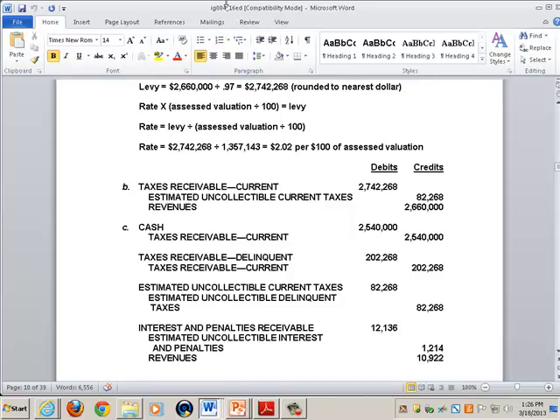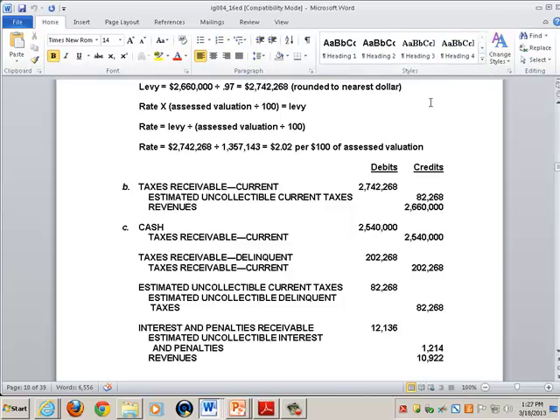The hardest part in the journal entries is that part which talks about the 6% interest and penalty immediately due on the delinquent tax. That's your 1,214 that's being booked of the 202 which was delinquent. That's the hardest calculation there. All right, let's take a look at the next question, which is 4.7. This is a fun one because it's really not a difficult question, but you need to understand what is involved when you receive a federal grant.